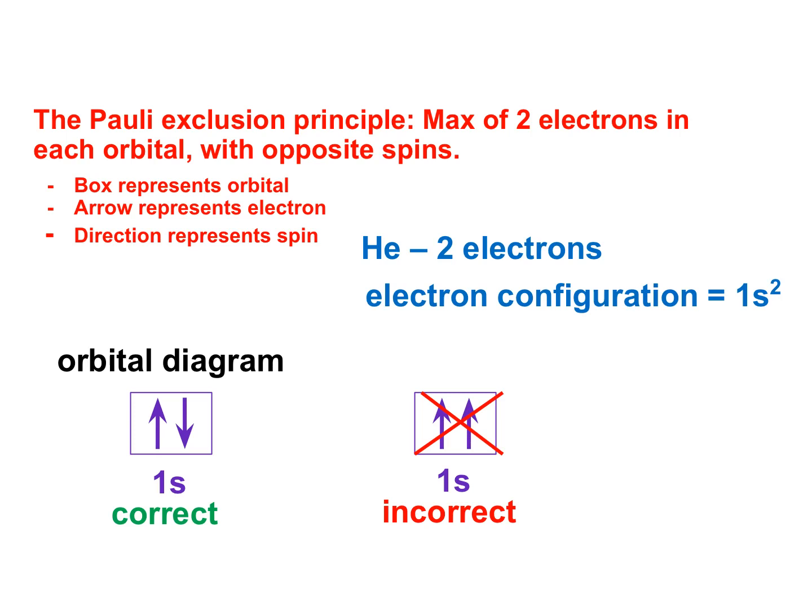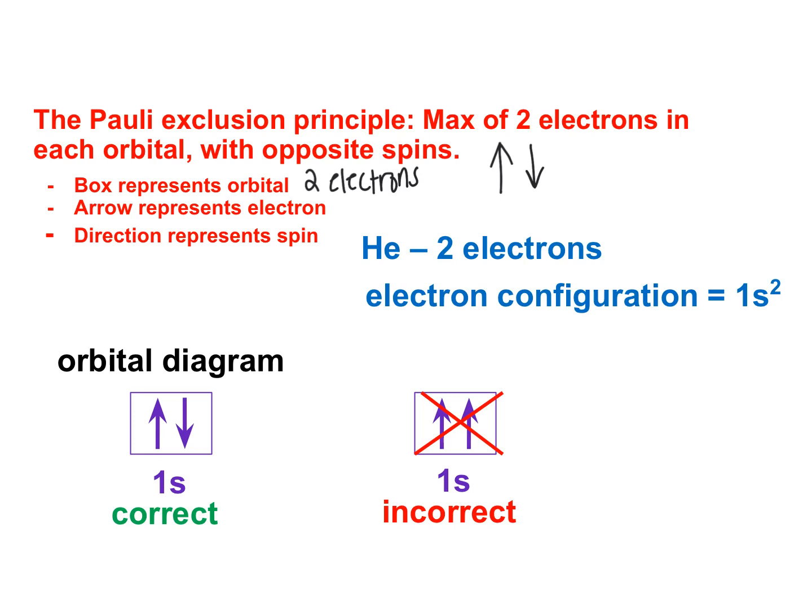So now we're going to talk about something that's called the Pauli exclusion principle, which means that there is a max of 2 electrons in each orbital, and they have opposite spins. So those spins we are going to indicate by arrows. Okay, so they have to be opposite like that. One box represents an orbital that can hold 2 electrons, and each arrow represents one of those electrons, and the direction represents spin, as we just said.